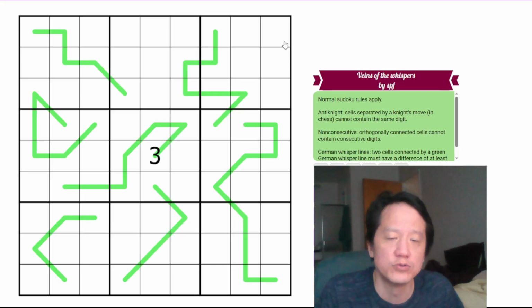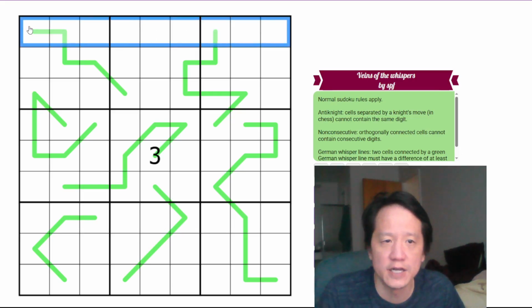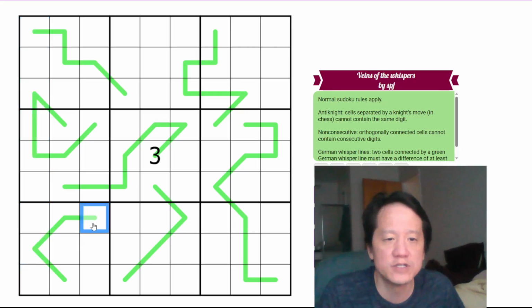Normal Sudoku rules apply, which means fill the entire grid with the digits 1 through 9 such that there are no repeats in any row, column, or designated 9-cell region, which is a box here.